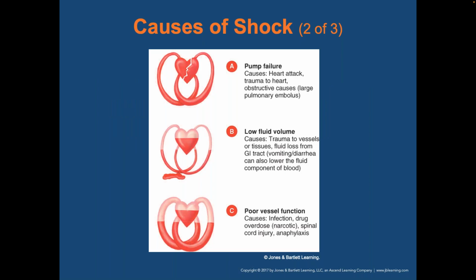So the illustration you see here on the slideshow are the three basic causes of shock and impaired tissue perfusion: pump failure, low volume, and poor vessel function, which we've already covered. With pump failure, causes of this would be the heart attack, trauma to the heart, obstructive causes like large vessel pulmonary embolus. Fluid volume, trauma to the vessels or tissues, fluid loss in the GI tract, vomiting, diarrhea can also lead to this as well. And then poor vessel function like infection, sepsis, drug overdose, narcotics, spinal cord injuries, anaphylaxis as well.